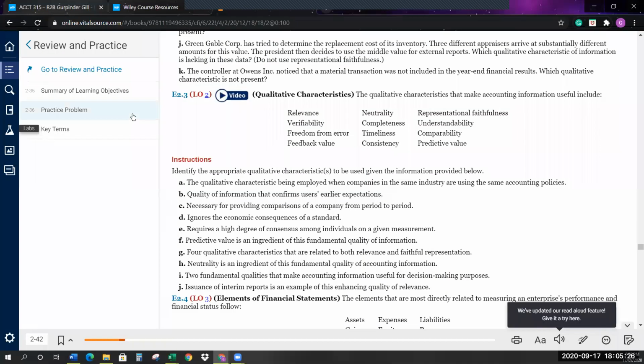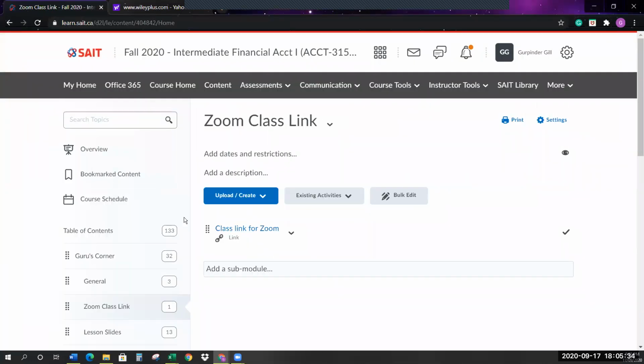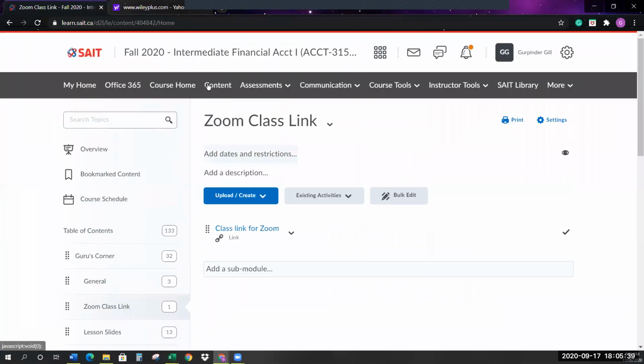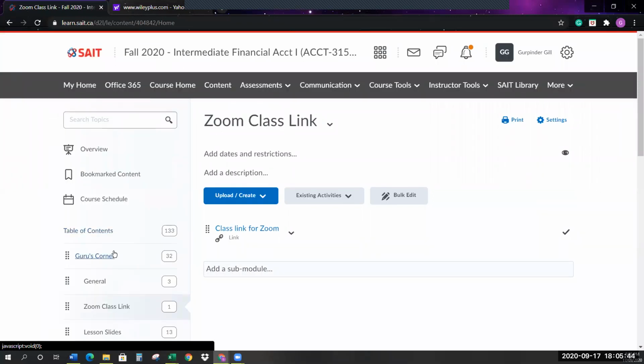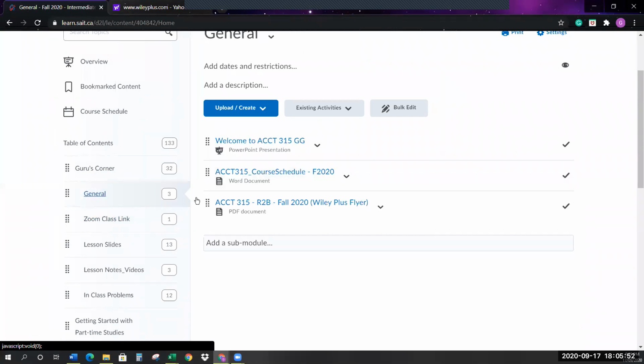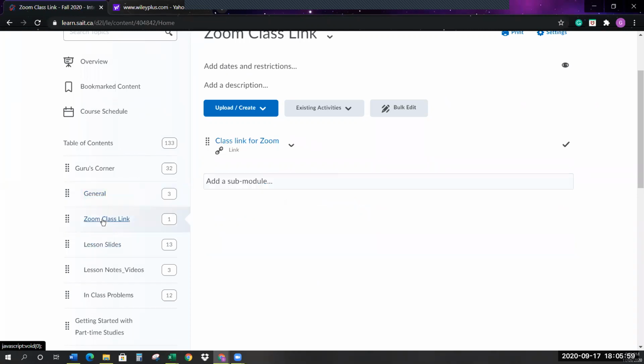Now, if you look at your D2L, let me pull that up. Okay. So that is your D2L. Now, right on the left-hand side, once you get into your contents, this is where I'm looking. So under the contents link, there is Guru's Corner. So everything that you need for this course has already been posted there. Under the general ones, you can find your course outline, your Wiley Plus flyer, and the welcome PowerPoint. Your Zoom class link, you can use this for every single class.